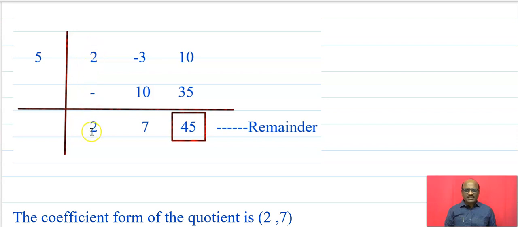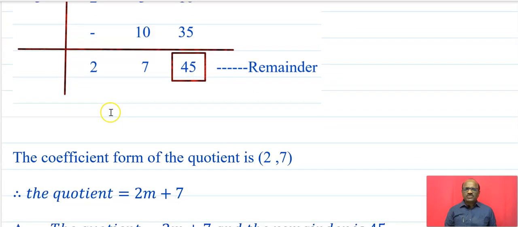Keep these two as it is. First term, 2 into 5, that is 10. Minus 3 plus 10, that is 7. 7 into 5, that is 35. And 10 plus 35 is equal to 45, and this is the remainder.